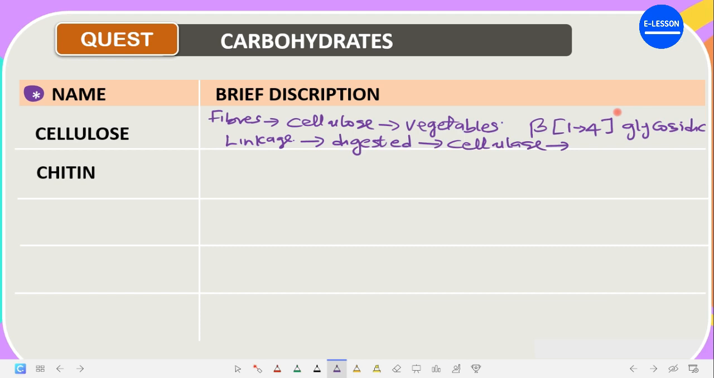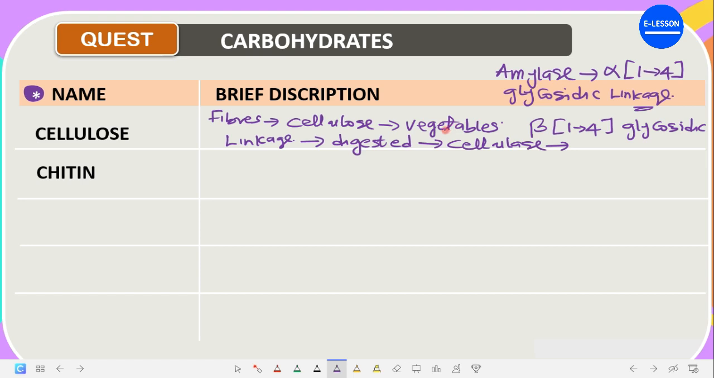The enzyme that is found in our body is amylase, which we said breaks down starch to give us dextrin. Amylase only acts on alpha 1,4 glycosidic linkage. It does not act on beta. So amylase is not able to break down cellulose in our body to give us glucose. That is the reason why our body cannot digest cellulose.